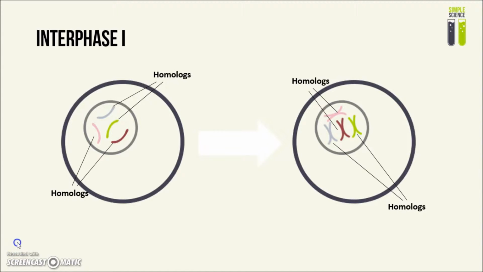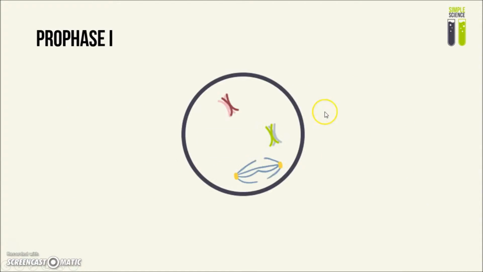Meiosis 1 begins with interphase 1, which is basically when the DNA replicates itself. As you can see here, these two are homologous chromosomes, and so are these two. When they replicate, they look like this.